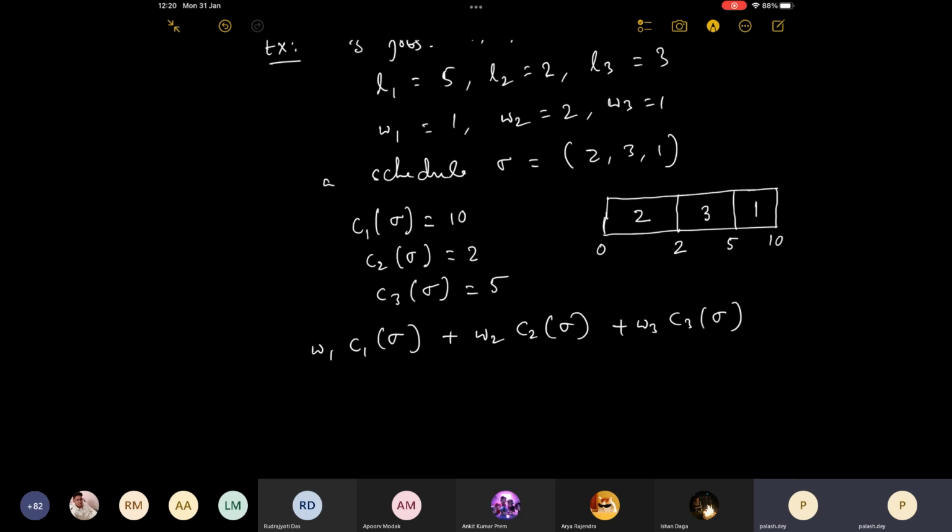So this is sort of an objective function. We want to minimize this. We want to find a sigma which minimizes this sum. So for example, for this particular sigma, what is this? W1 is 1, say this is 10, plus W2 is 2, 2 times C2 is 4, plus W3 is also 1, and that is 5. This is 19. If you take a different sigma, a different sum may arise, and the objective of this problem is to find out a sigma which minimizes this weighted sum.